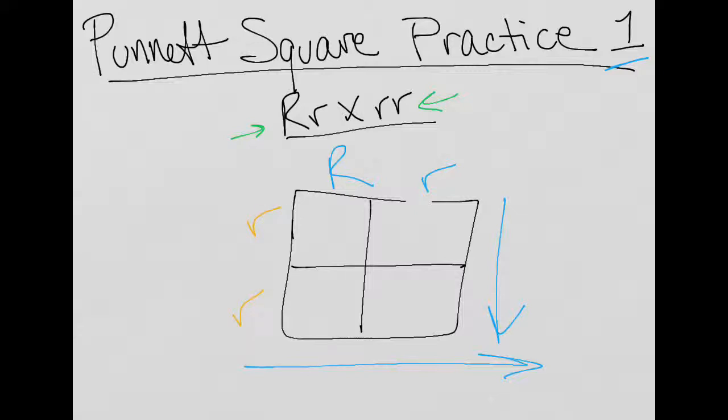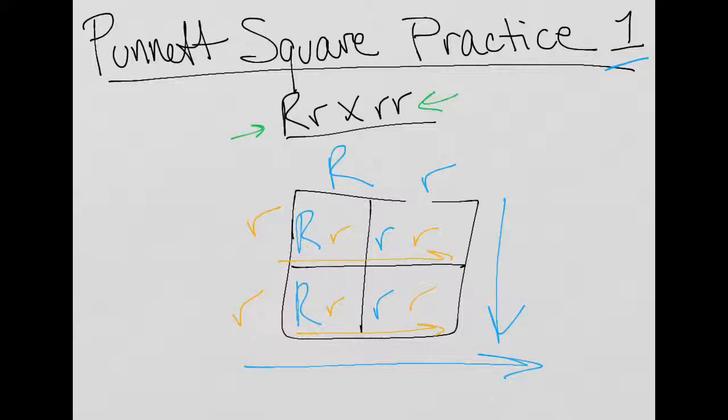So let me do my blue ones first, down. The capital R goes down that side, and the lowercase r goes down this way. And then following my oranges across. And so let me see, what if I were to ask, what are the genotypes of possible offspring?